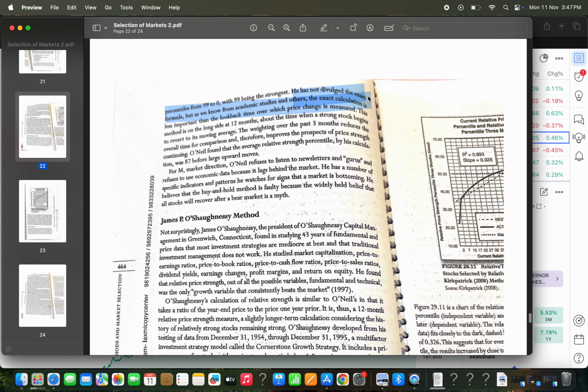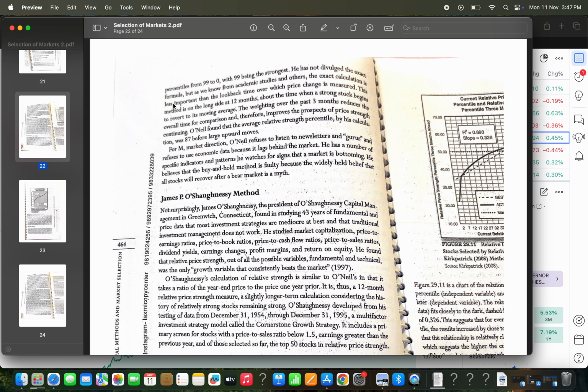He has not divulged the exact formula, but as we know from academic studies and others, the exact calculation is less important than the look back time over which price change is measured. This method is on the long side at 12 months, about the time when a strong stock begins to revert to its moving average. The weighting over the past 3 months reduces the overall time for comparison and therefore improves the prospects of the price strength continuing. O'Neill found that the average relative strength percentile by his calculation was 87 before upward moves.